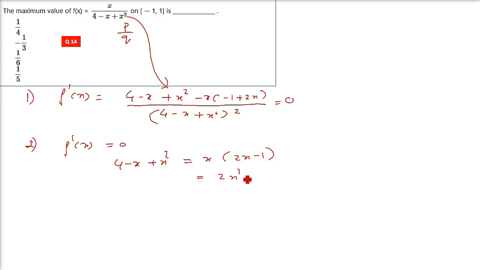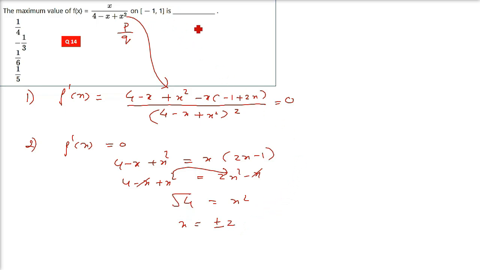From here you get 2x square minus x. Here you get 4 minus x plus x square. So just cancel this x, 2x square, and x square will give you x square, and you get x square equals to 4. So x will be equal to plus minus 2. So you have two values here, plus 2 and minus 2.